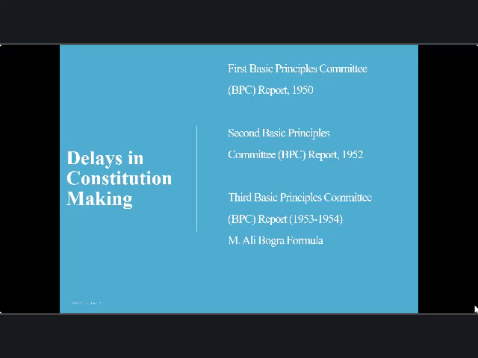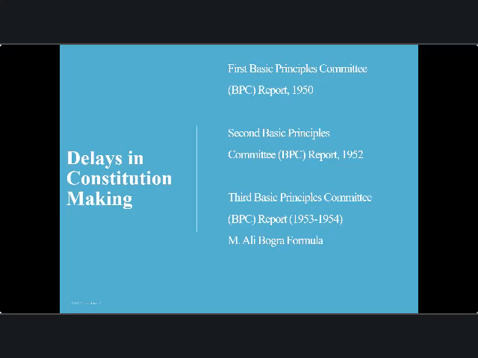The Objective Resolution was presented on 7 March 1949 and adopted on 12 March 1949, becoming the ground norm of Pakistan's constitutional development. On the same day, the Basic Principles Committee was formed by Khwaja Nazimuddin on the advice of Prime Minister Liaquat Ali Khan to outline the principles for drafting the future constitution.